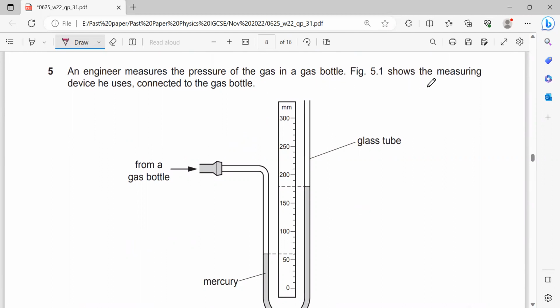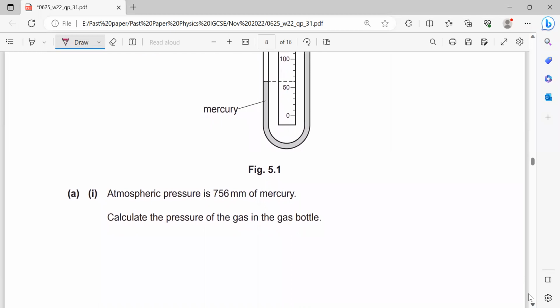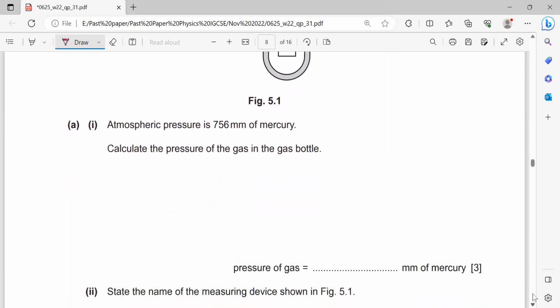Next, number 5. An engineer measures the pressure of the gas in a gas bottle. Figure 5.1 shows the measuring device connected to the gas bottle. This is the manometer, I think. Atmospheric pressure is 756 millimeters of mercury. Calculate the pressure of the gas in the gas bottle. We need to calculate the pressure using this manometer.